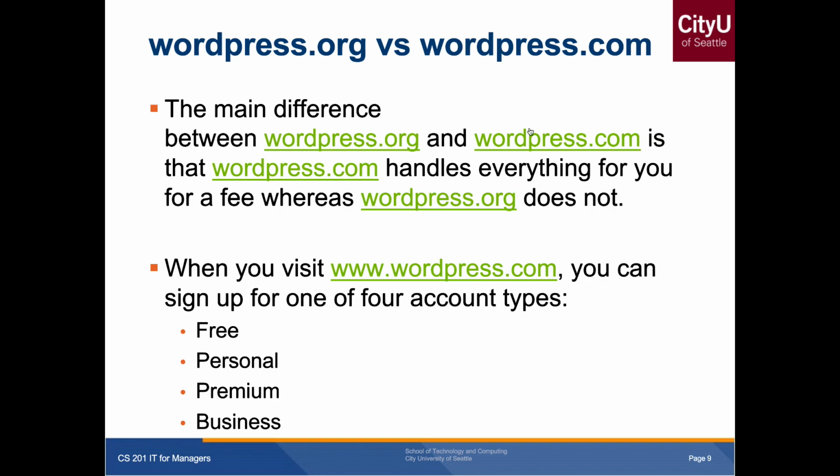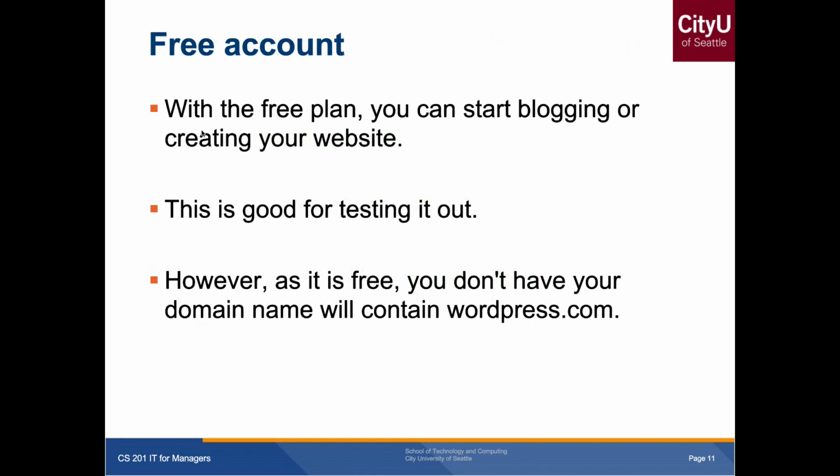So the difference between .org and .com, right, is the .com handles everything for you for a fee, whereas .org does not. Okay, just FYI, it's not true for all websites. It's just that this is how WordPress designed it, with the top level domain .com and .org. When you visit, you can have the four types of account: the free, personal, premium, business. Free account, you can start blogging before testing out. It's free, right? But it will contain the WordPress.com. I mean, it's free. You don't have to pay for your domain name, and yes, as I mentioned, it will contain WordPress.com.